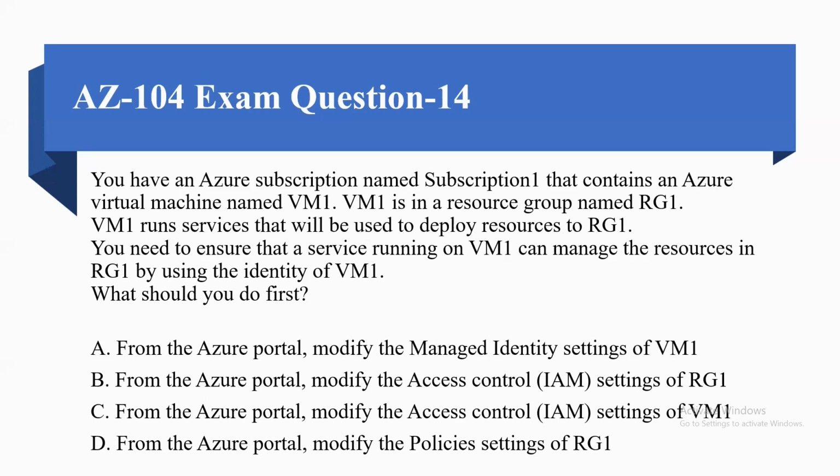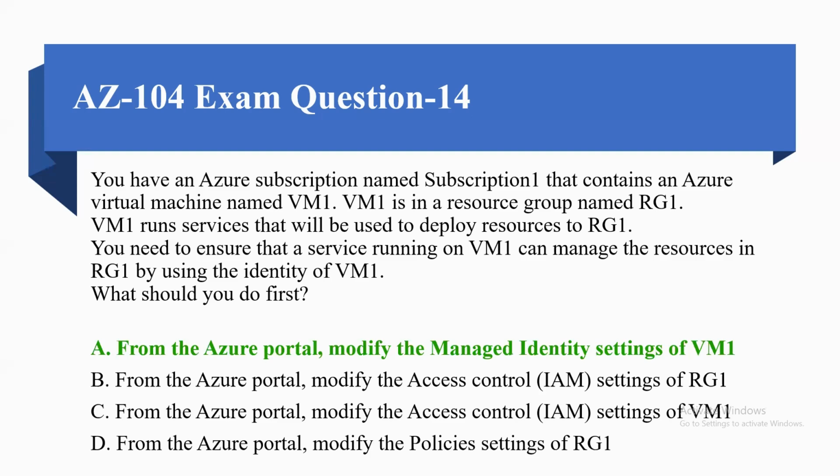Option A. From Azure portal, modify managed identity setting for VM1. Option B. From Azure portal, modify access control setting of RG1. Option C. From Azure portal, modify access control setting of VM. Option D. From Azure portal, modify policy setting of RG1. And the correct option would be option A. From Azure portal, modify managed identity setting of VM.